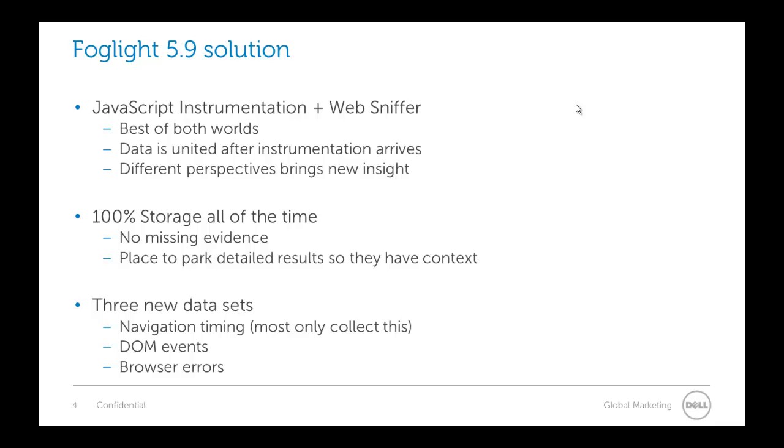Now, the thing that made this possible in 5.9, besides the 100% collection that we've had in Foglight, is that we get this really rich data set from our new instrumentation. So we get navigation timing detail, which became available as part of a standard to the web apps. But we also get DOM events and we get browser errors. Again, these errors are interesting if you're doing a standalone diagnostic, but in a production environment, we capture all of these DOM events and all of these browser errors so that we see which sessions they happened on.